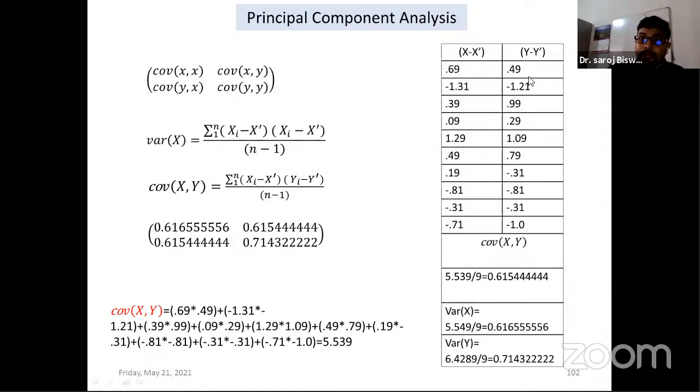Similarly, we have to do it for y. We have done all those same things for y, and we got the value of the numerator, which is 6.4289. The value of the denominator is 9, that is n minus 1. So if we find the value, it is 0.714 or so. This is now given here. In that way, we have calculated the covariance matrix.